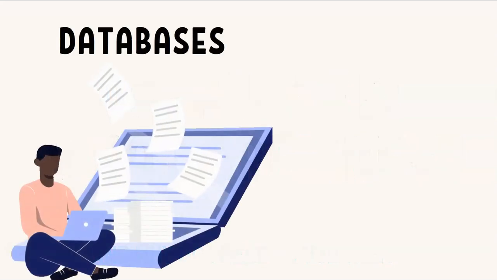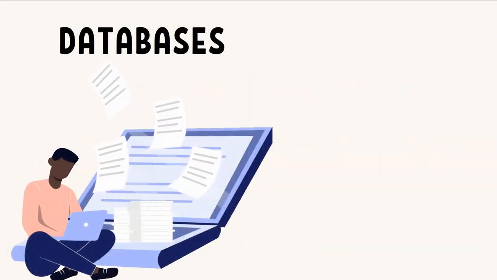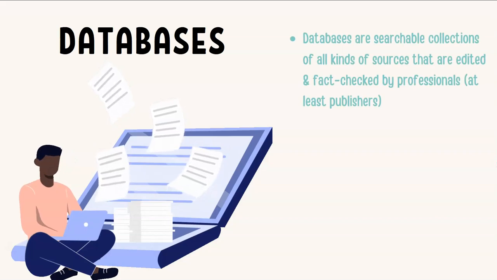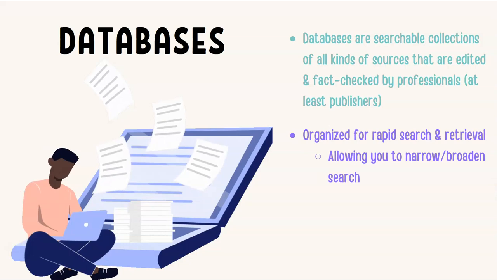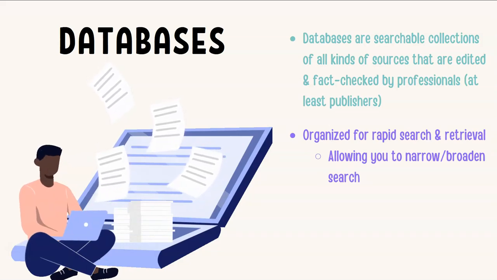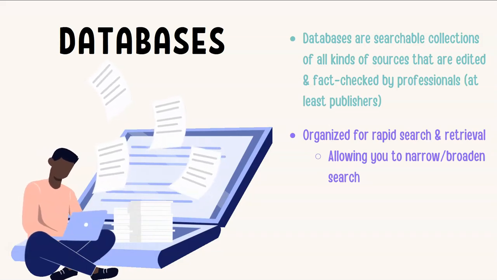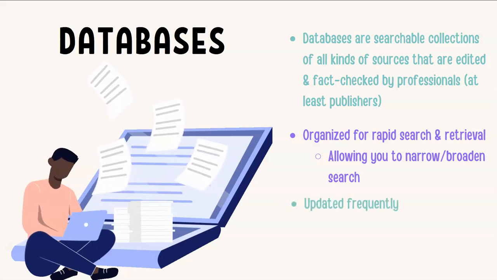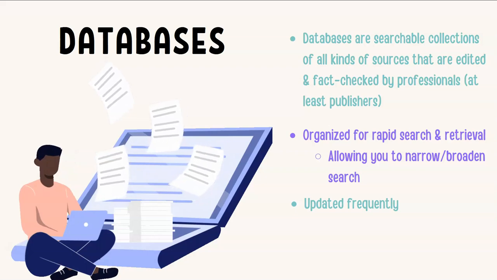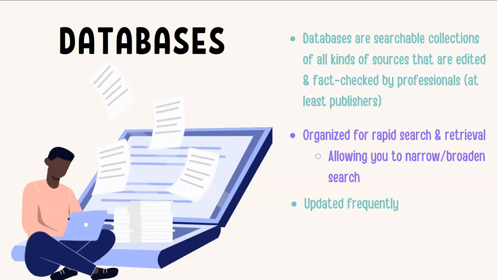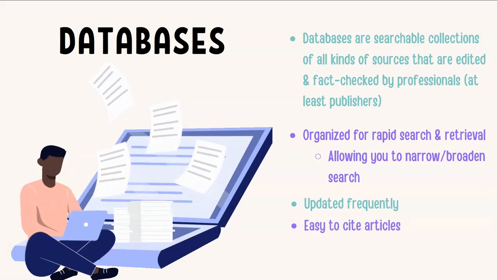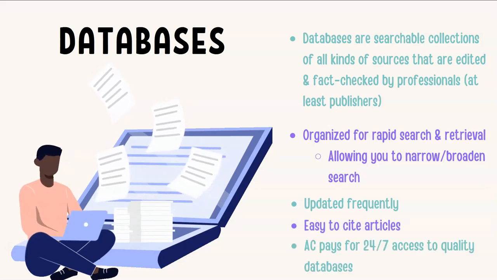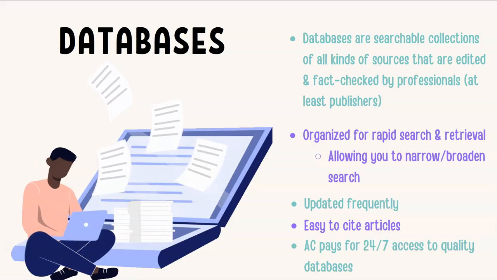Amarillo College Library has almost 100 databases for you to use. Databases are searchable collections of all kinds of sources that are edited and fact-checked by professionals, or at least publishers. They're organized for rapid search and retrieval and allow you to narrow down with "and" and broaden your searches with "or." They are updated frequently, so they're going to be articles from all over time that can help you. Articles that are brand new and articles from deep into the past to help you with an expansive time. They're very easy to cite in APA, MLA, and other styles. And Amarillo College pays for students to have 24/7 access to quality databases.